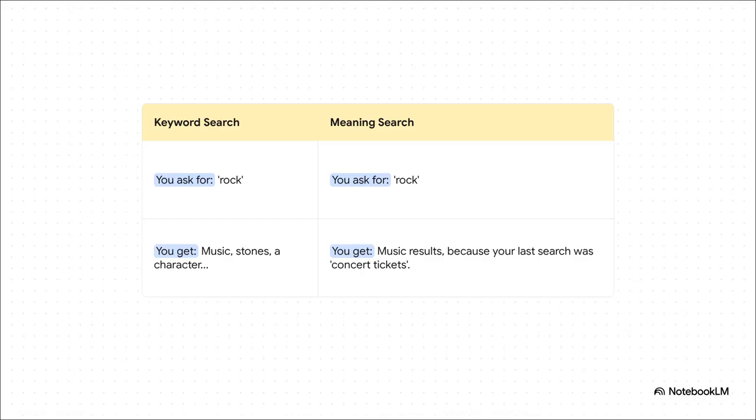And this, right here, is where you see the huge difference. A classic keyword search sees the word rock and just throws everything at you. Music, stones, you name it. But a search that's based on meaning, well, that's different. It can use context. It knows you were just looking for concert tickets, so we can guess, hey, they probably mean rock music. It's a total game changer.